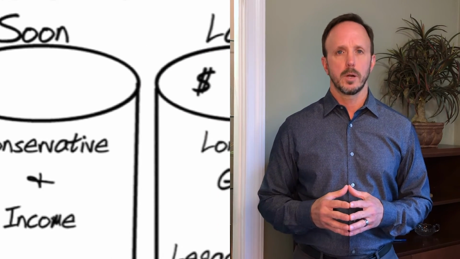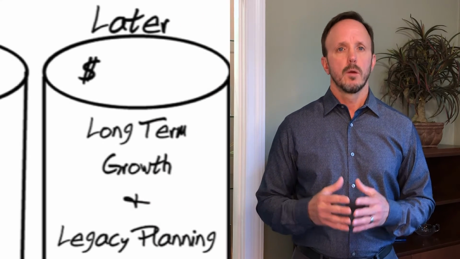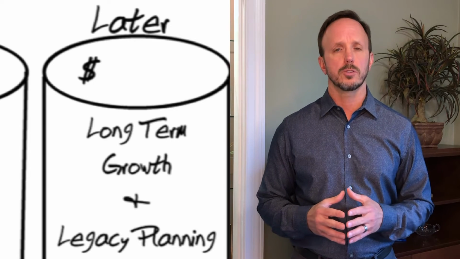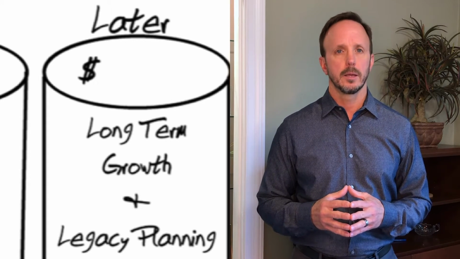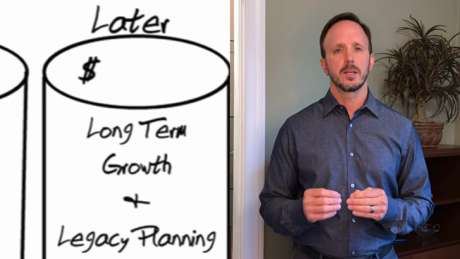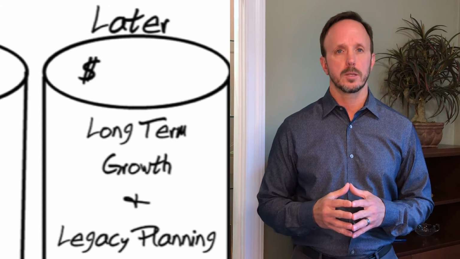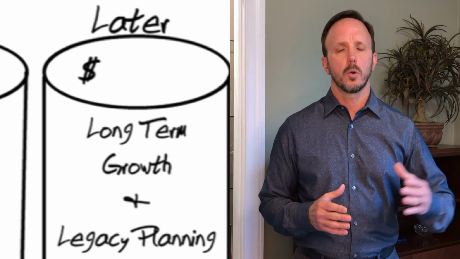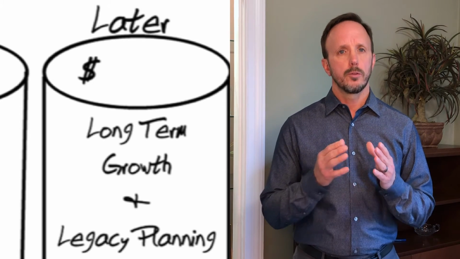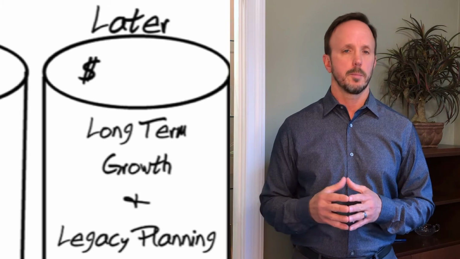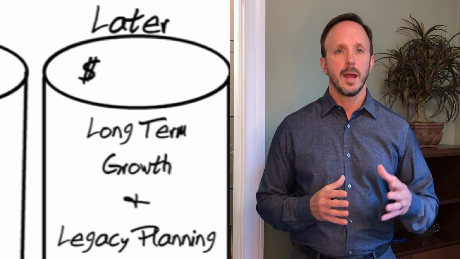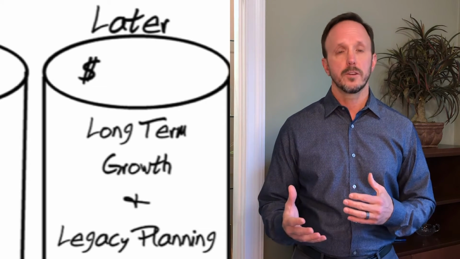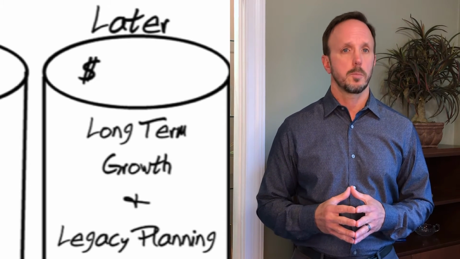Finally, we have bucket three, the later bucket, for that last phase of retirement. This bucket is designed for long-term growth and legacy planning. Since we positioned money conservatively in the now and soon buckets, we now have the confidence to invest bucket three in more growth-oriented opportunities or those which require a longer-term commitment. Other assets you may have in your later bucket might include real estate, life insurance, or long-term care insurance policies, and beneficiary liquidity plans.